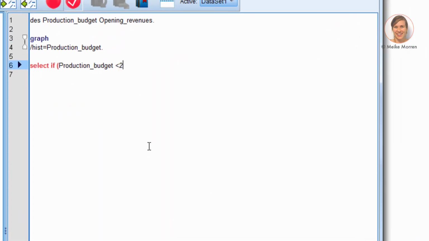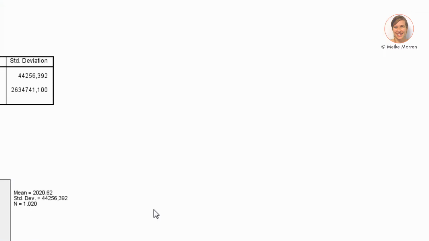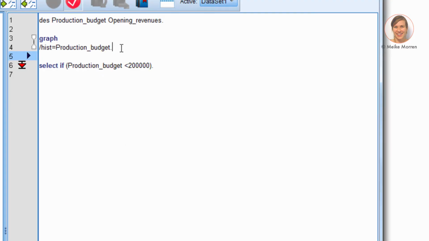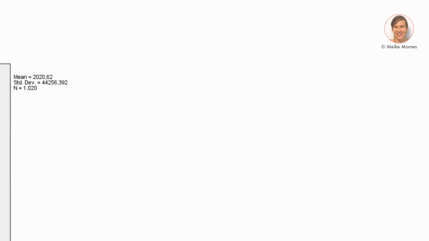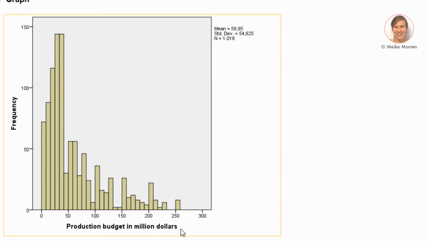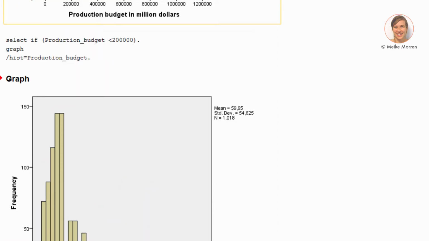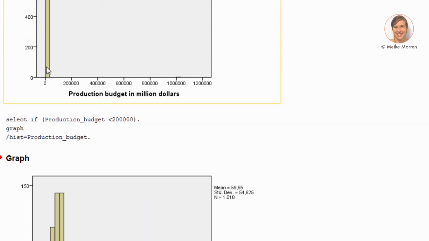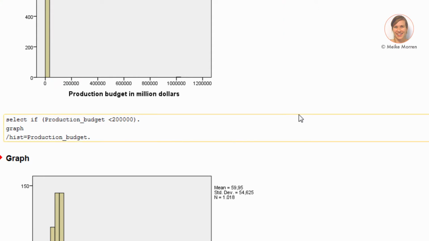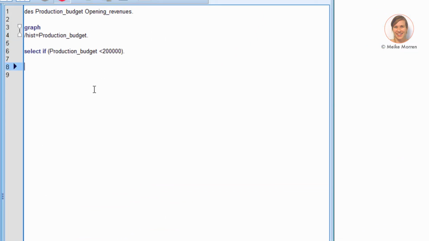So we're going to select all the cases, all the movies, that have a smaller budget than 200,000. If we run the graph again, you will see that we now have a different range. These are all the movies with a budget between 0 and 250, which are now the lines close to 0. Do the same graph, but then with the dependent variable, the revenues.